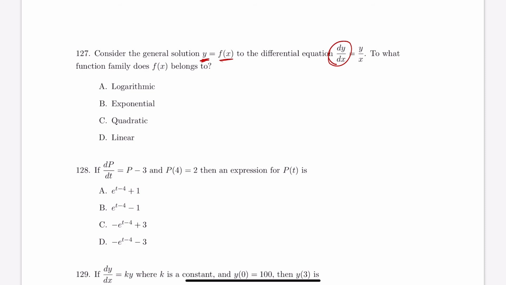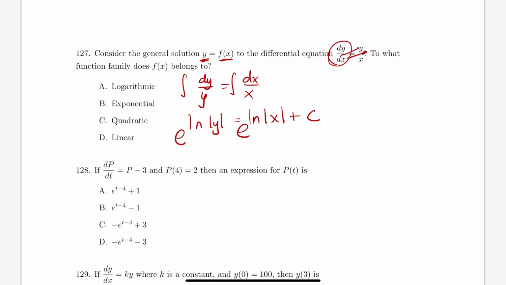Well, I'm just going to do separation of variables because I'm going to figure out what the y is. So I'm going to multiply the dx over to that side and divide the y to that side. So dy over y is equal to dx over x. I'm going to integrate both sides, so that's the natural log of y is equal to the natural log of x plus c. And then if I exponentiate both sides, then that's going to go away.